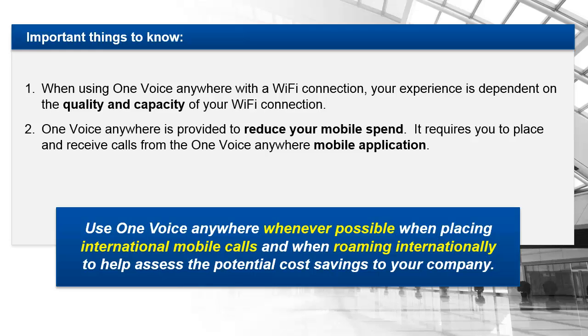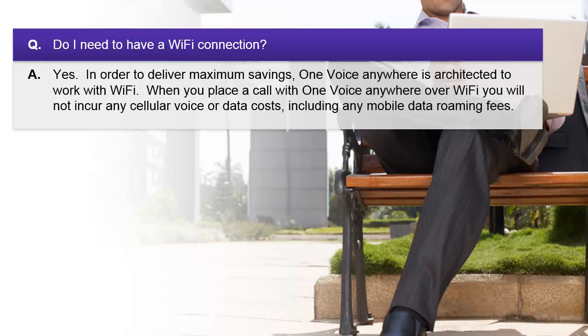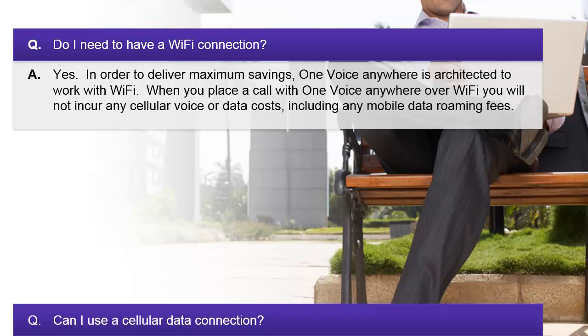Use One Voice Anywhere whenever possible when placing international mobile calls and when roaming internationally in order to reduce your mobile spend. There are a number of questions about the BT One Voice Anywhere service that frequently arise, beginning with, do I need to have a Wi-Fi connection? Yes, in order to deliver maximum savings, One Voice Anywhere has been designed to work with Wi-Fi. When you place a call with One Voice Anywhere over Wi-Fi, you will not incur any cellular voice or cellular data costs, including any mobile roaming data fees.